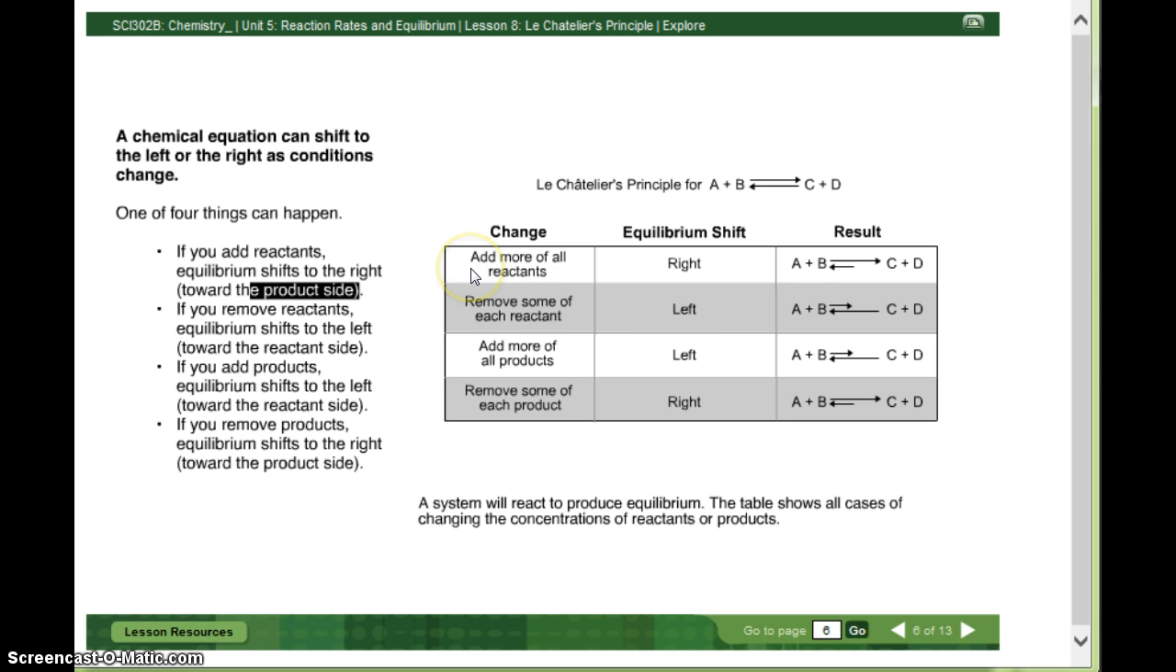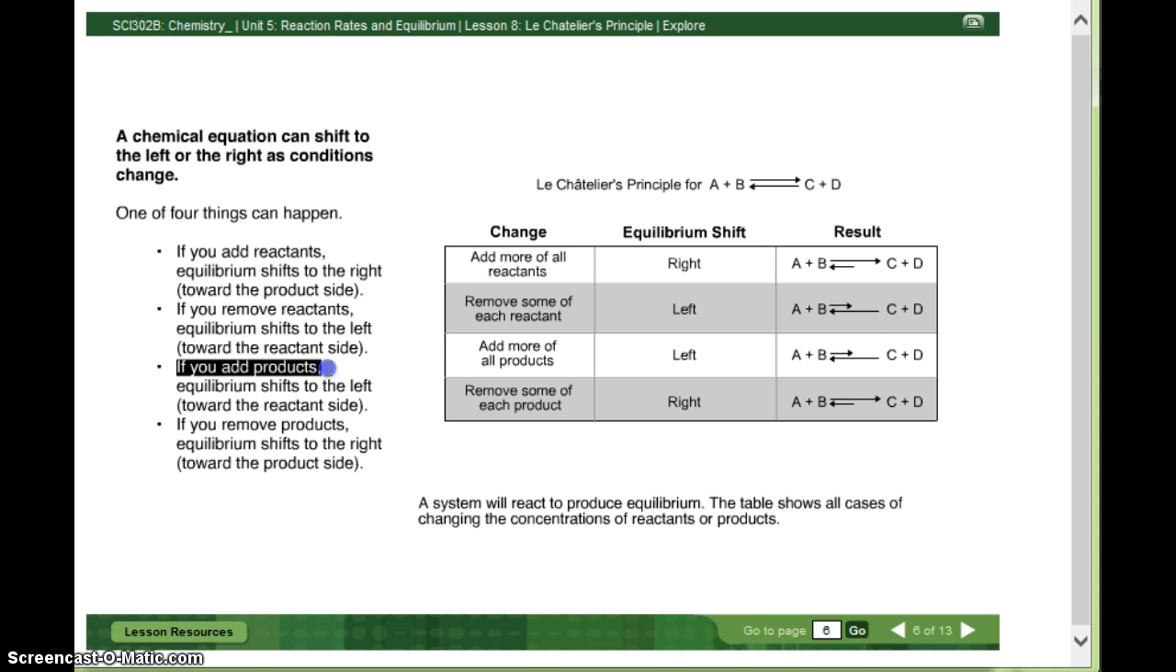Okay, so we said add more reactants. Put more baking soda and vinegar together, you're going to get more bubbles, right? It's shifting to the right. It's making the product. What if you remove the reactants? Now equilibrium shifts to the left. So you don't have as much. And in a reversible reaction, the products are going to say, oh, we don't have enough reactants. Here, let's break down to make some more reactants. Let's balance this back out. So it shifts to the left.